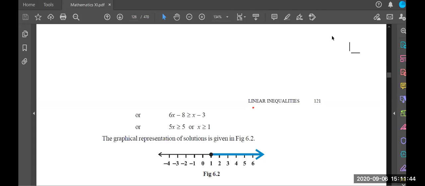I hope all of you understood what we have studied today, the basics of inequality.